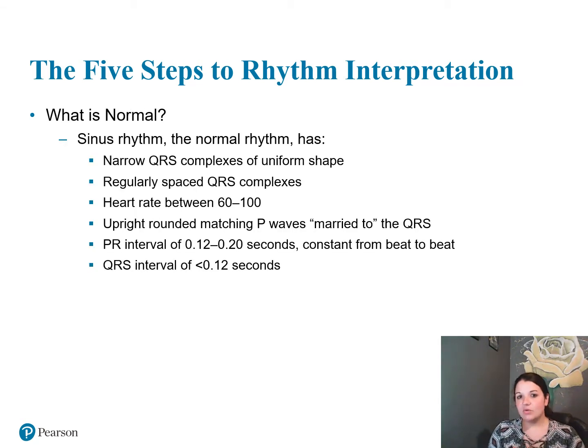So what is normal? A sinus rhythm is known as your normal rhythm, and these are the rules of a normal rhythm. My normal rhythm needs to have a narrow QRS complex with a uniform shape. What does uniform shape mean? That means if you think about school kids, right? Our public school systems in this area and our private school systems, the students have to wear a uniform, meaning they all have to look alike.